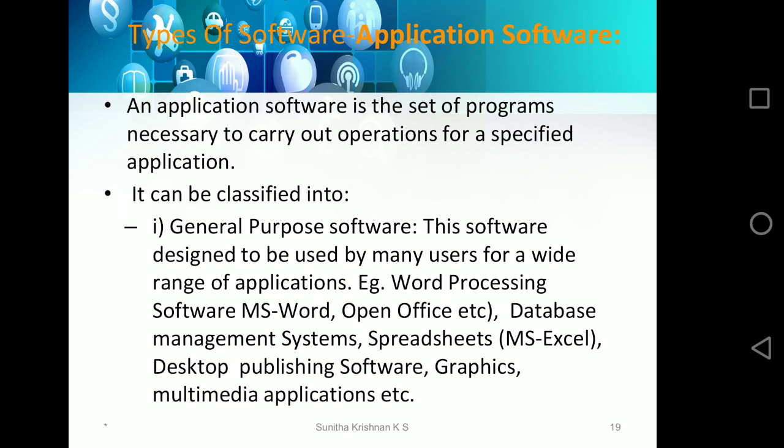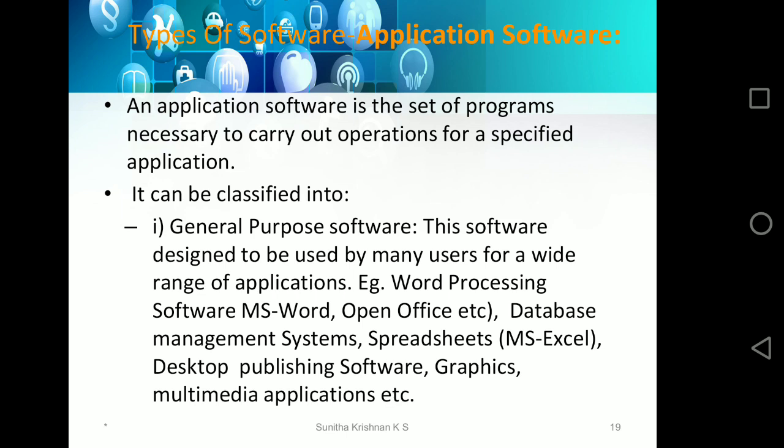Now coming to the application software. I told you that softwares are of different types, the system software as well as application software. Application software is a set of programs necessary to carry out different operations. It's not for the system operations. It's just for some particular operations that the user needs. For example, I want to play music. I have the Windows Media Player or the VLC player. All these are softwares used for some particular purposes.